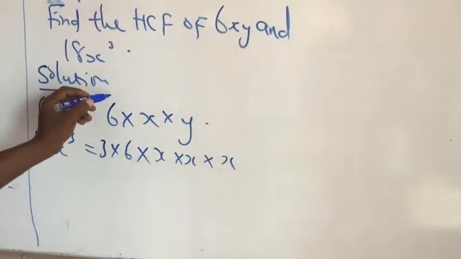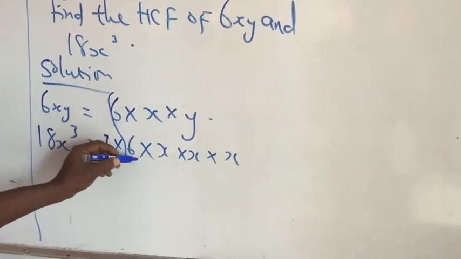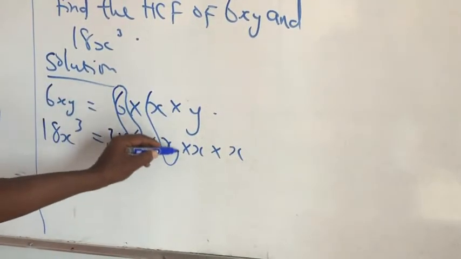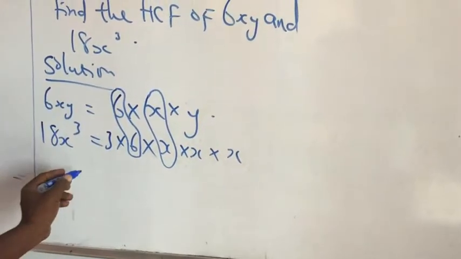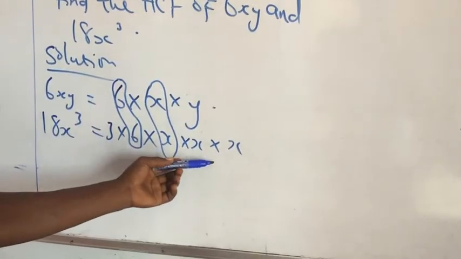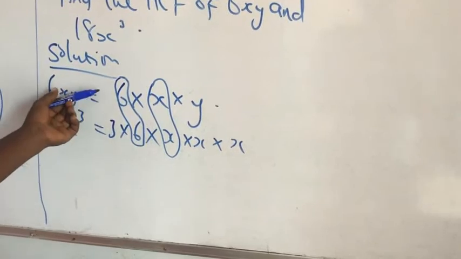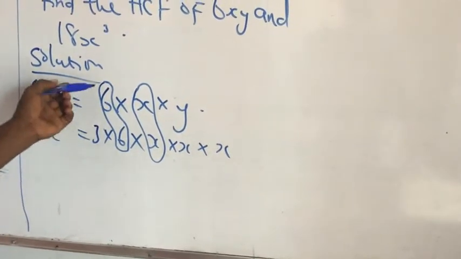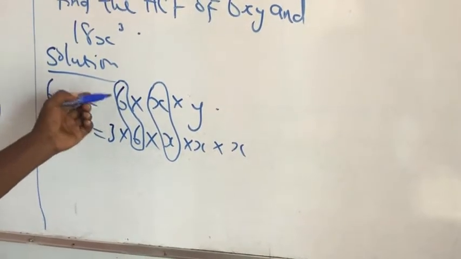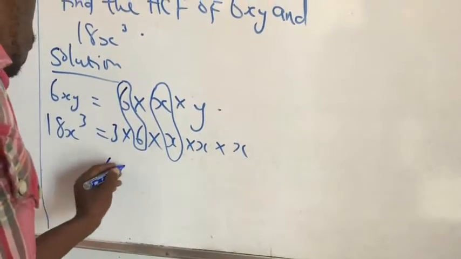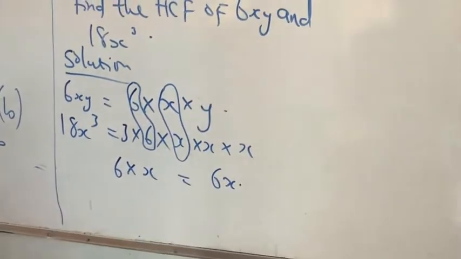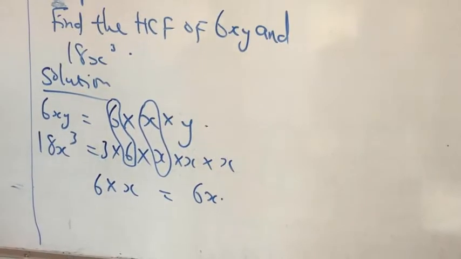You can see that we have 6 common to both sides, and we have x common to both sides. There's no other thing. Y is common here, but y is not here. 3 is here, but 3 is not here. So the highest value that is common between the two is 6 and x. So that's 6 times x. Our answer is 6x. I want to believe our students are getting this.